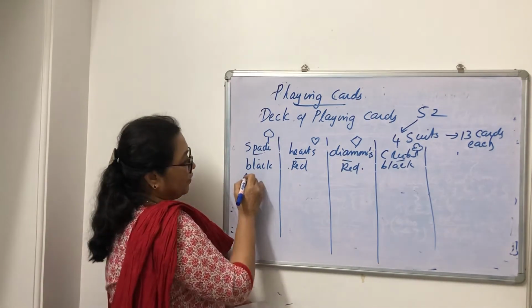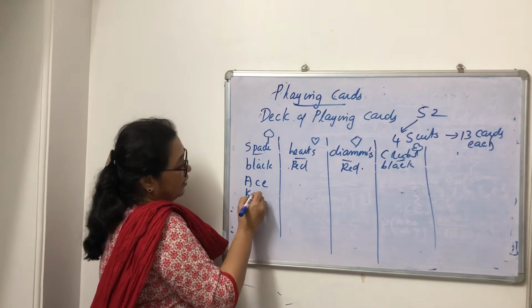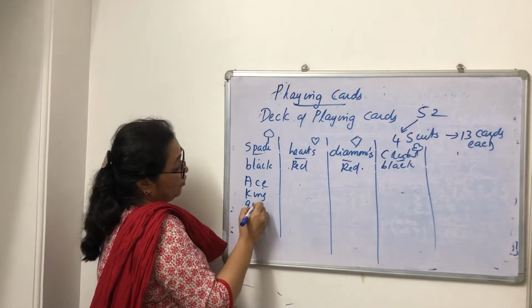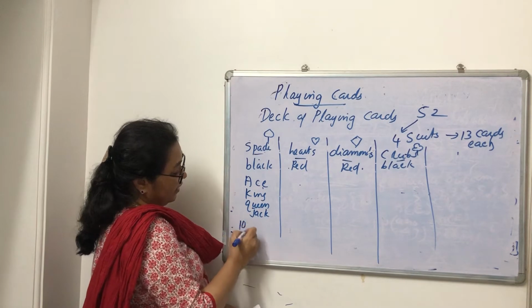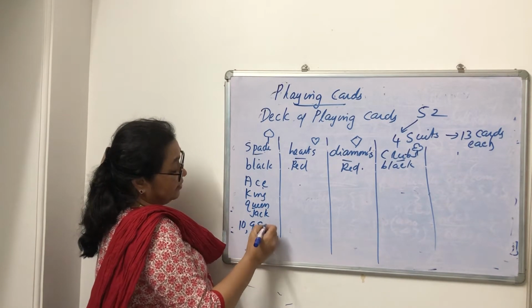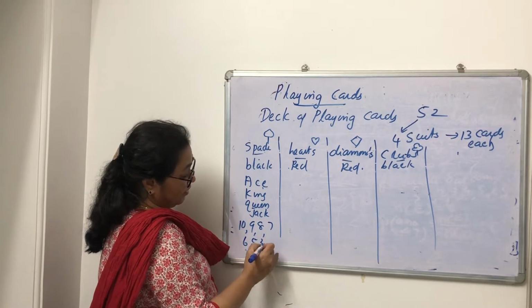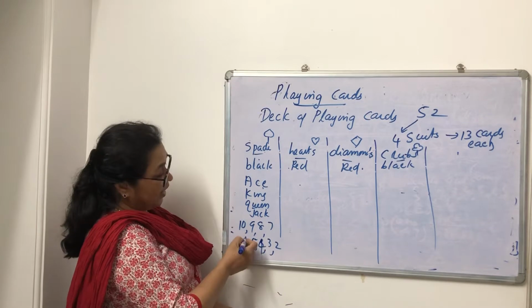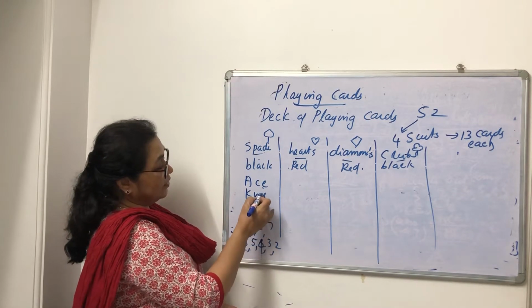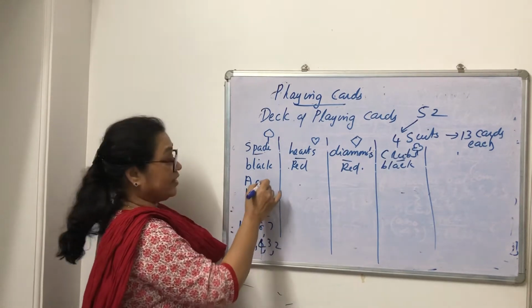You know each suit has king, queen, jack, then 10, 9, 8, 7, 6, 5, 4, 3, 2. Here this is 9, 10, 11, 12, 13. So there are 13 cards in each suit.